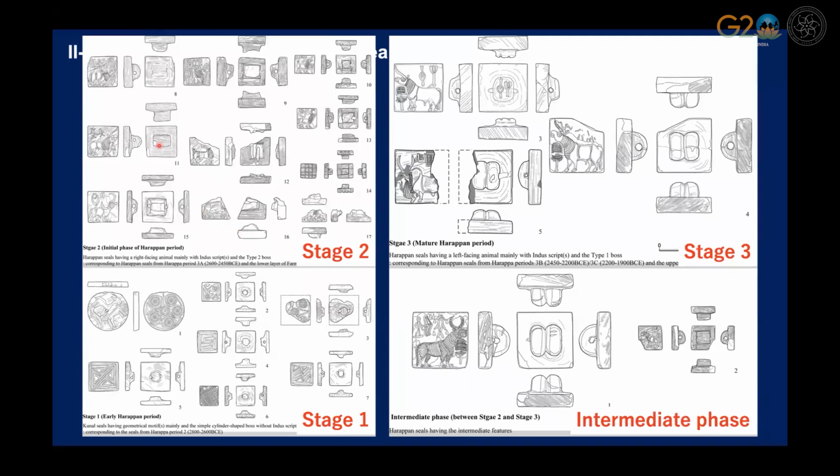Last, stage 3, later phase of the Harappan period: Harappan seals having a left-facing animal, mainly with the Indus script, and the boss on the reverse of the seals as a typical example, which is shaped in symmetry by an inside center line on the square or bullnose square shaped boss, corresponding to the Harappan seals from Harappa periods 3B, 3C, and the upper layer of Farmana period 2.